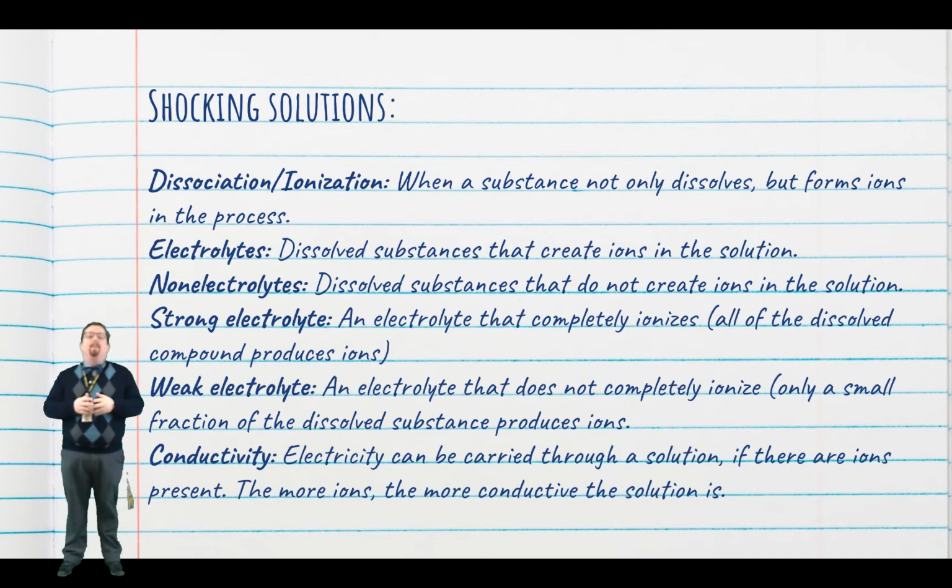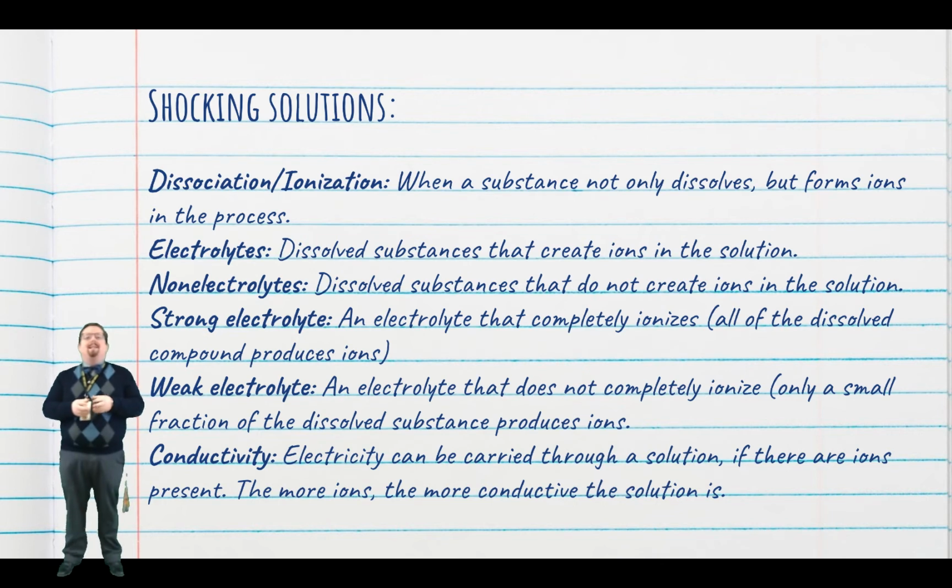In our animation from before, both the salt and the sugar were dissolving. On the macro scale, the only noticeable difference was a light bulb lighting up when the salt dissolved. That's because ions have the ability to transfer electricity. The sugar didn't form any ions, but the salt did. When a substance dissolves and forms ions, we call that dissociation or ionization. If our solute creates ions when it dissolves, it's considered an electrolyte. If it doesn't form ions, it's called a non-electrolyte.